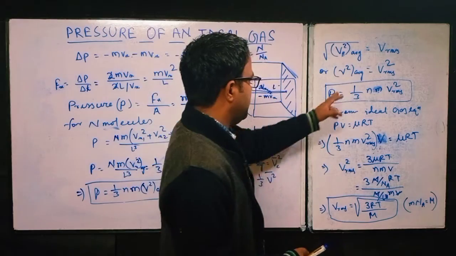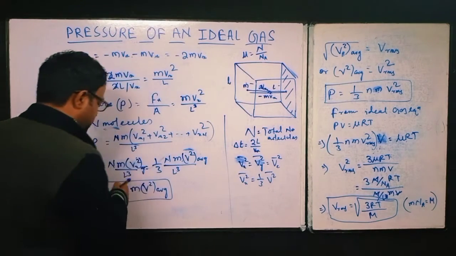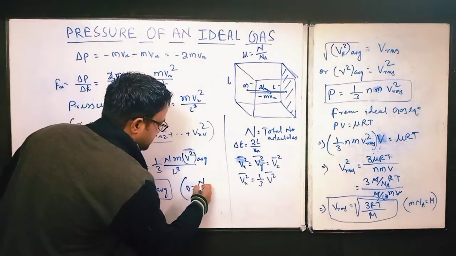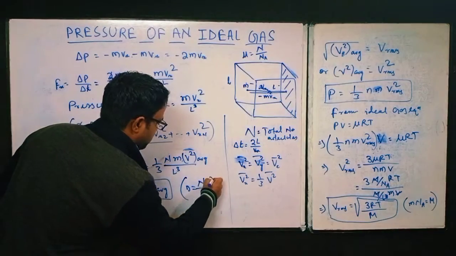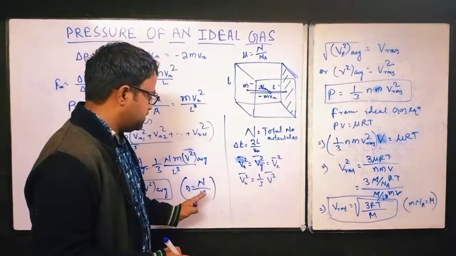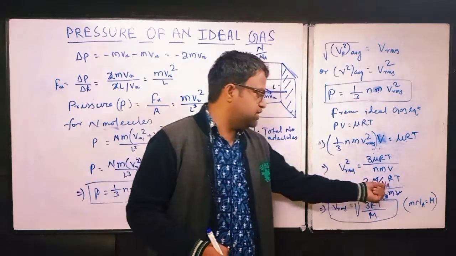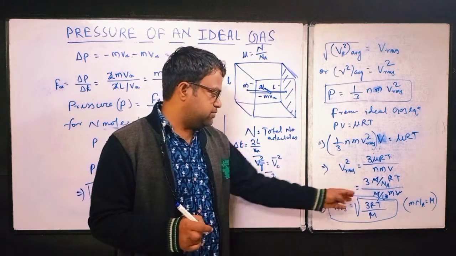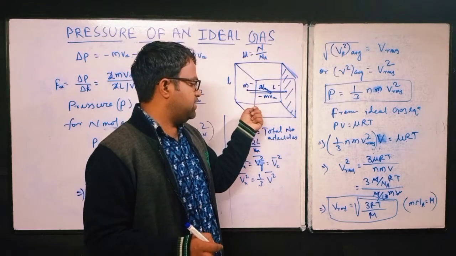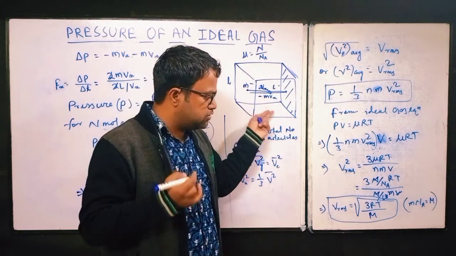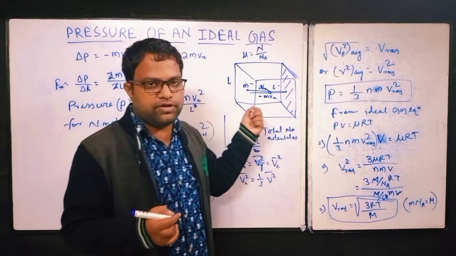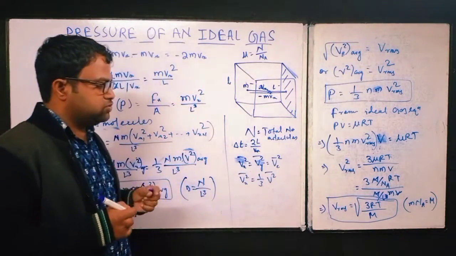Remember one thing, n is small n, whereas here we have used capital N by LQ, and capital N is the total number of molecules inside this box, and Na we have used is your Avogadro's number. So N by Na is your number of moles, and small n is the number of molecules per unit volume, right? So this is your V Rms.